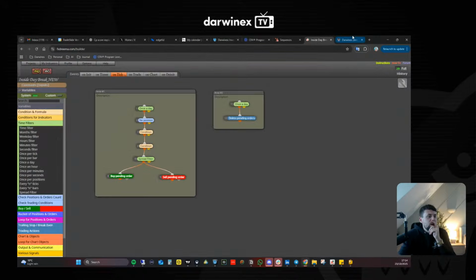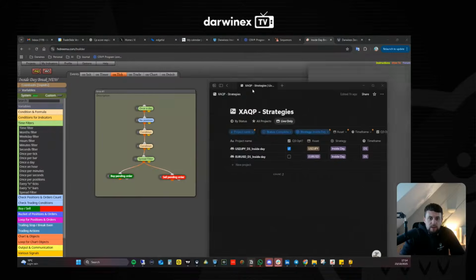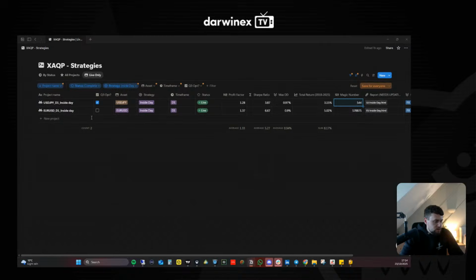Okay, so one thing we're going to do now before we wind down for the session is, now that we've made the changes for the inside day or inside bar strategy, I'm also going to implement it for euro dollar, or at least run a test on euro dollar. I might have to give euro dollar some specific work, but we'll test it. We'll see how it goes.